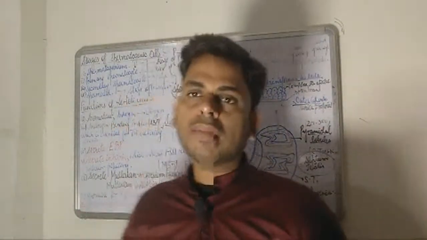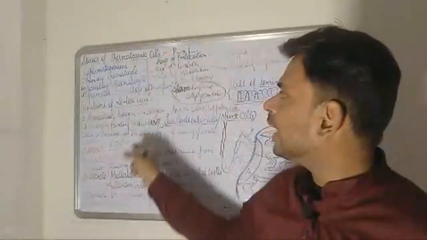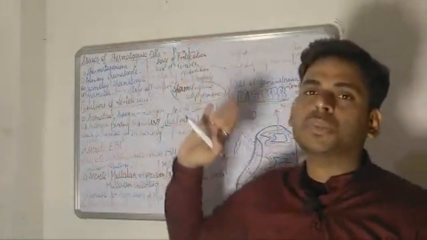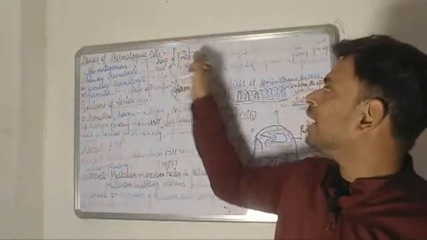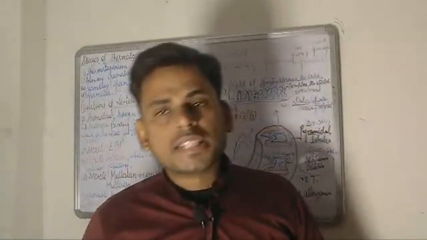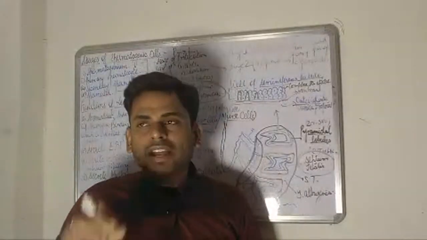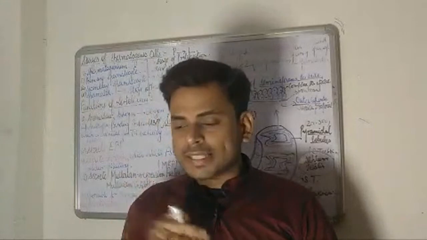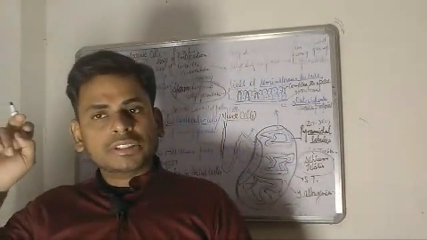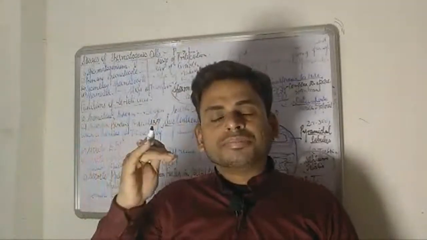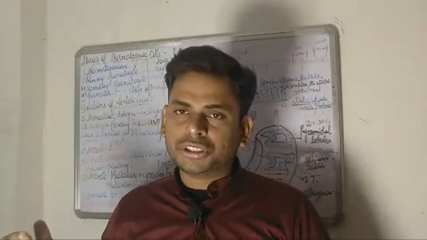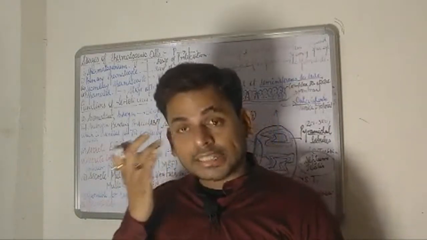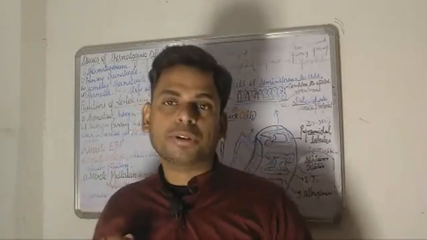So in this video I'll be mainly talking about the different stages of the spermatogenic cells. The first stage is the stage of proliferation. During this stage, rapid proliferation of the spermatogenic cells occurs, and these spermatogenic cells contain the diploid number of chromosomes.